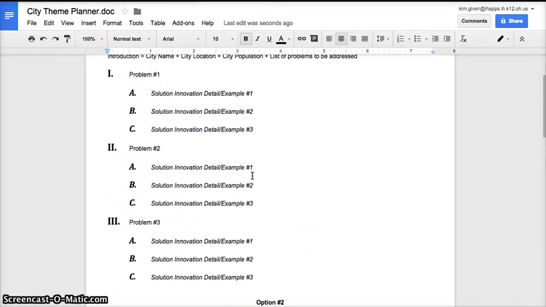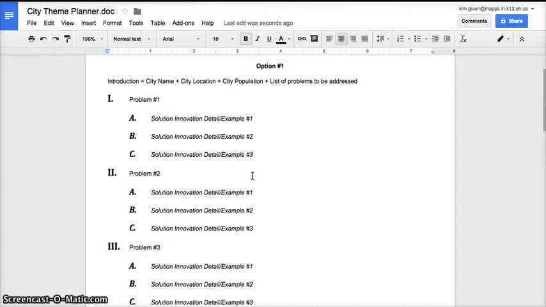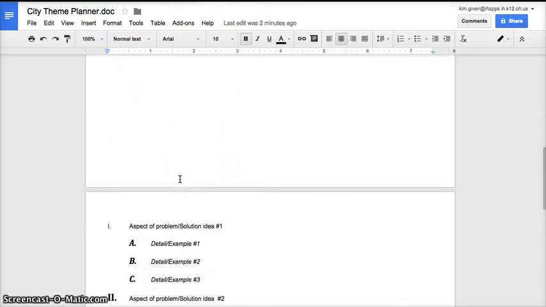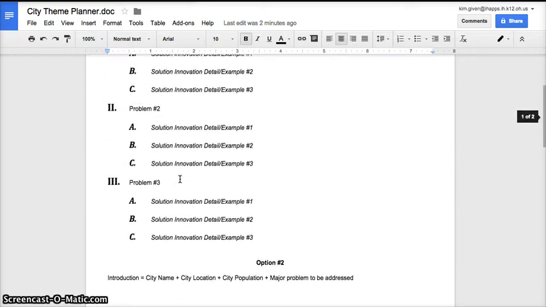Additionally, if you're working with a partner, this is an additive or summative assignment rather than divide and conquer. So each person in the group is responsible for filling out all of this information. If you had 2 people, between the 2 of you, you would have 6 problems you're addressing in your city. That's going to make your city deeper, richer, more engaging. So rather than dividing these up between the people in the group, you will multiply this work. Each person is still responsible for addressing either 3 problems or 3 aspects of one problem.